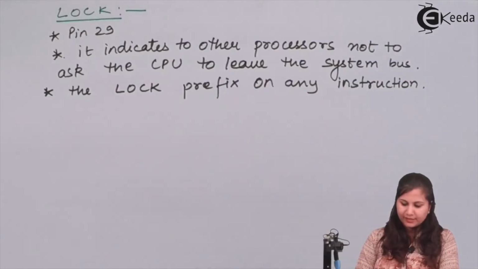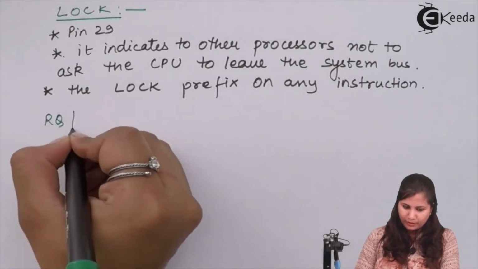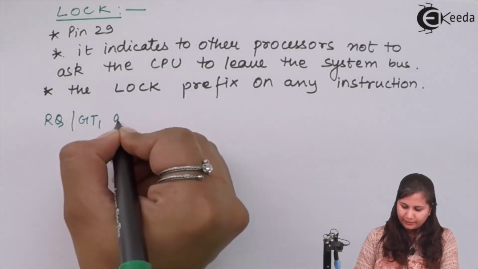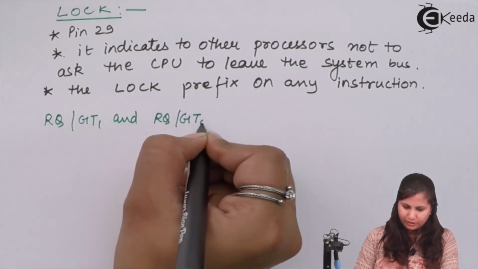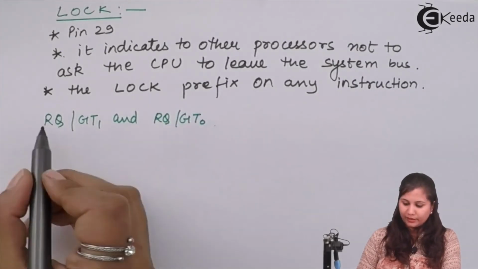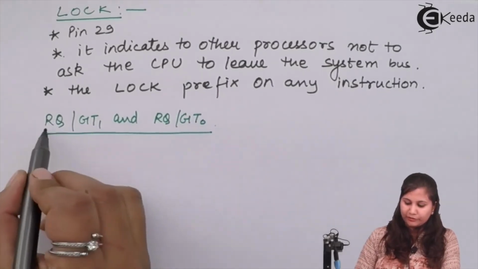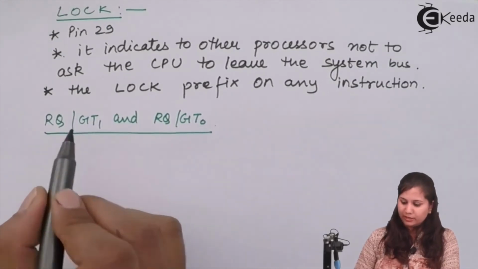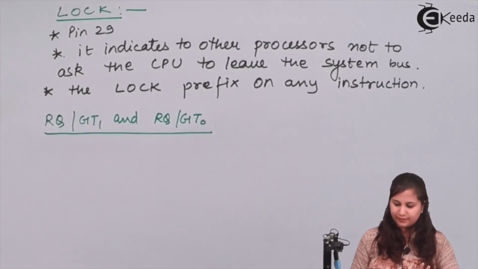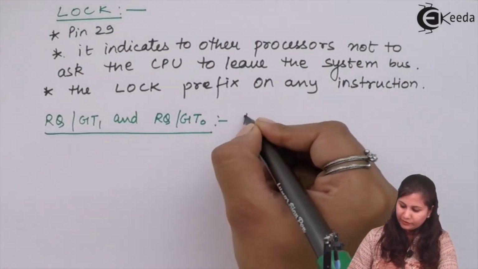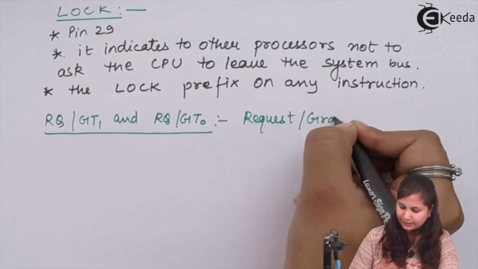So the next signals we have are RQ/GT1 and RQ/GT0. These are the request and the grant signals. So we have request and grant 1 first, then we have the request and grant 0 signals.